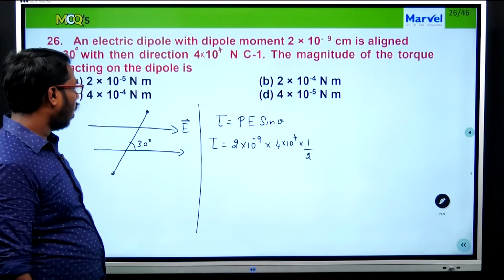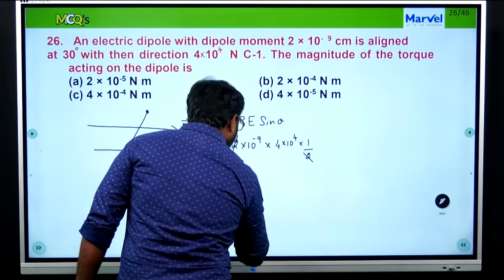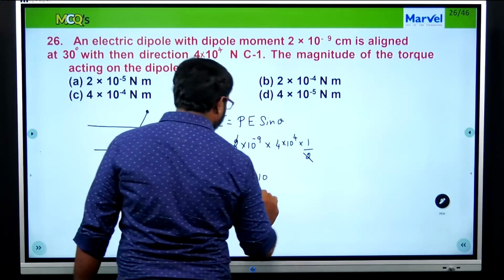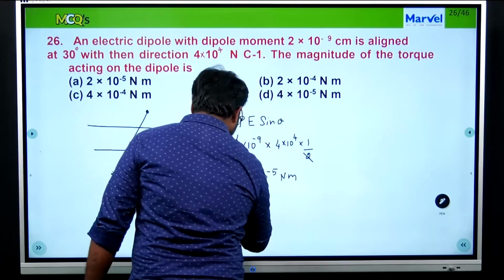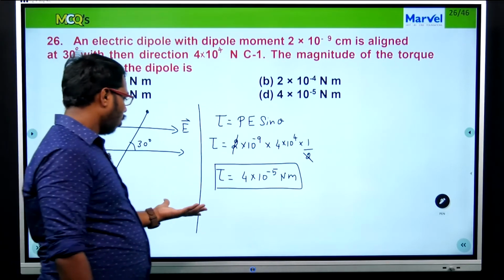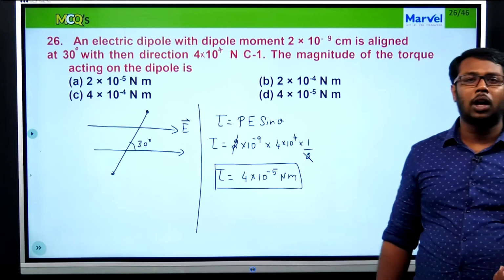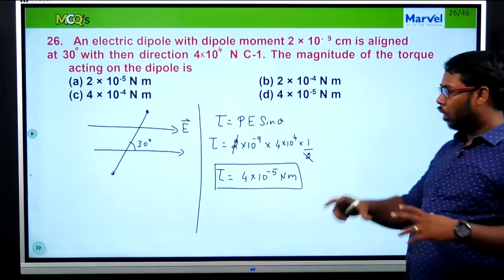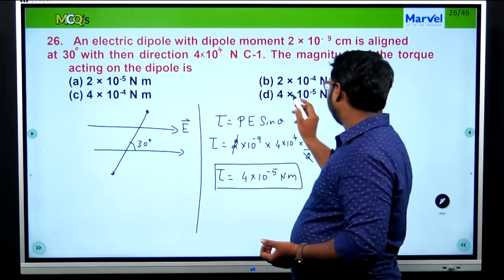Now all we have to do is cancel this 2, where tau is equal to 4 into 10 power minus 5 Newton meters. See how easy this problem is. You don't have to do much about this problem. All you have to do is figure out the correct formula, extract the data from the question, plug it in, and choose your answer. Your option D is your answer.